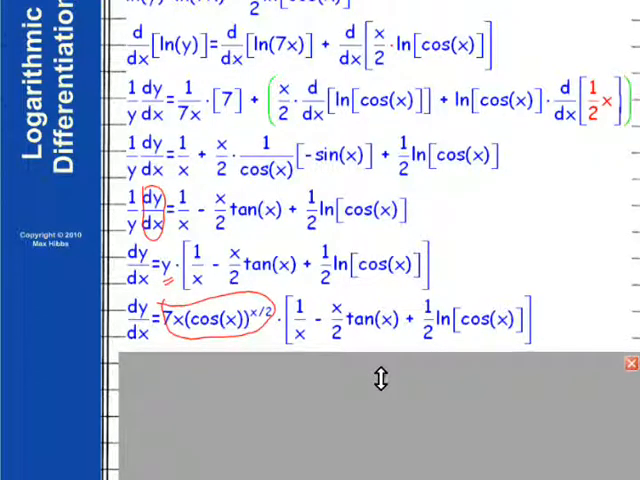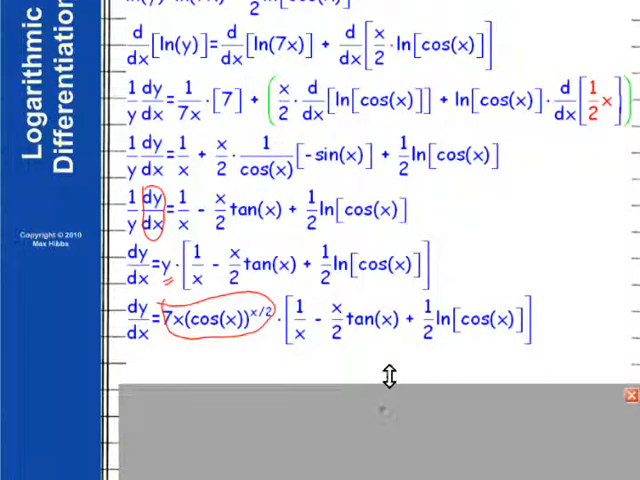And most likely I would leave my answer like this. Clearly we could multiply this out, we could add and subtract fractions. There's a lot of things that we could do, but I don't know that any one of them would be a better expression than what we have now. So this is what we're happy with. This is the final answer.